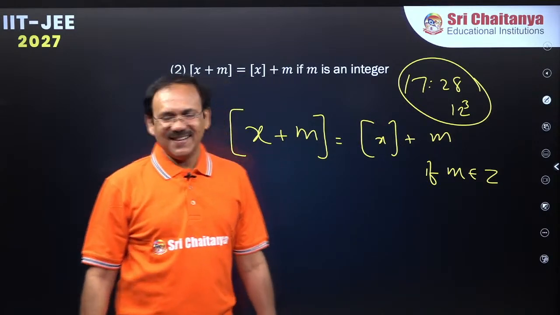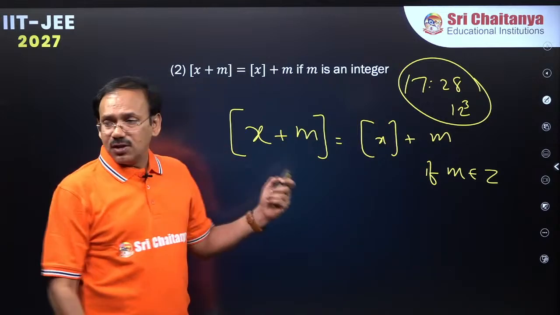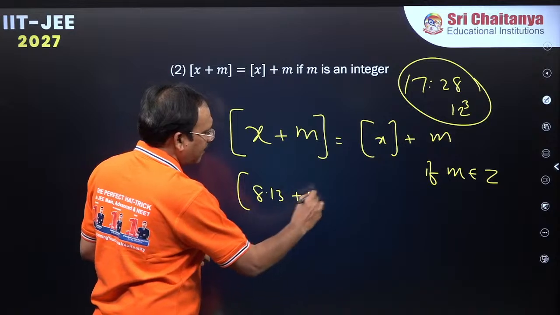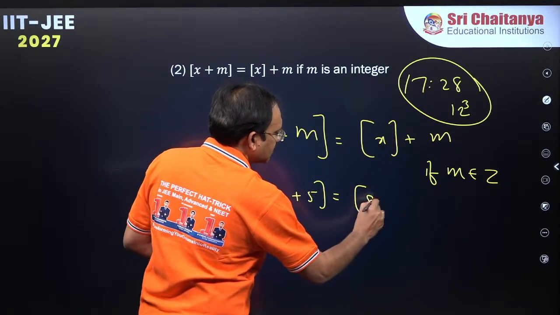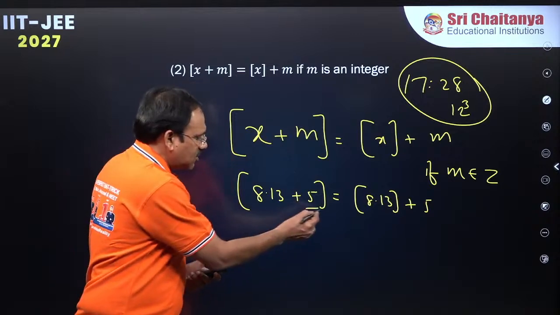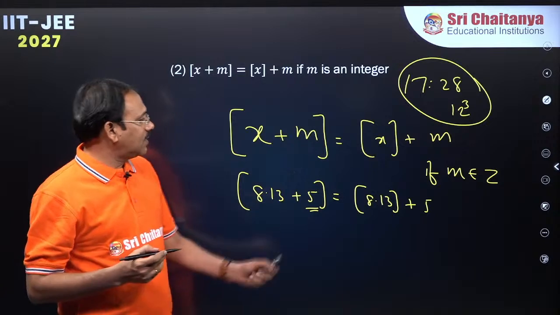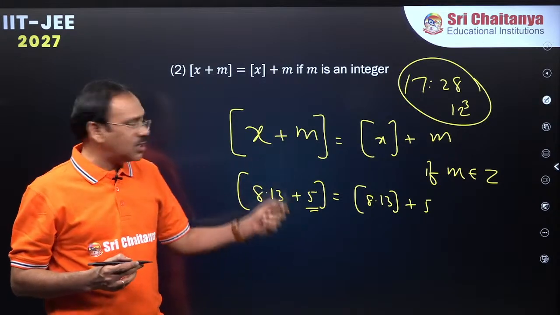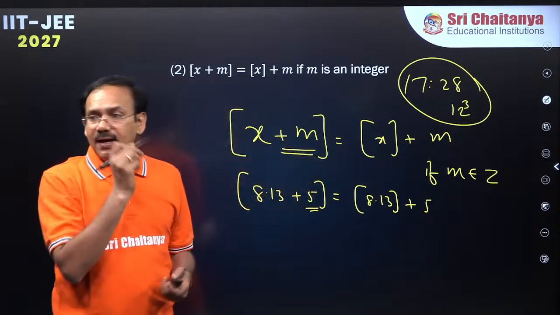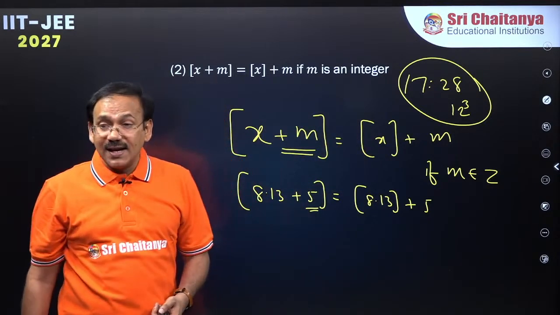Now, dear students, you see, it's a wonderful point. Step of 8.13 plus 5, you can write it as 5 plus step of 8.13. Because it is an integer, it won't change the final answer. Whether this m is positive or negative, if m is an integer added inside the step, m can be brought outside. Is it clear, dear students?